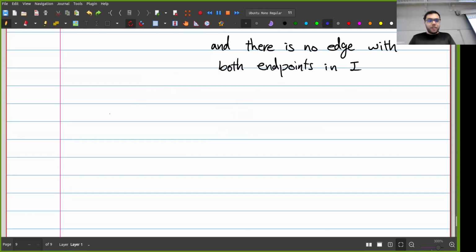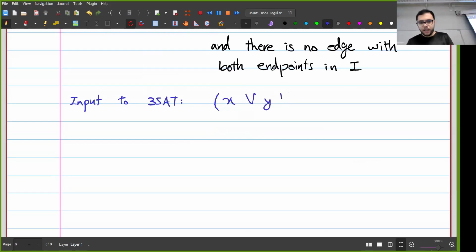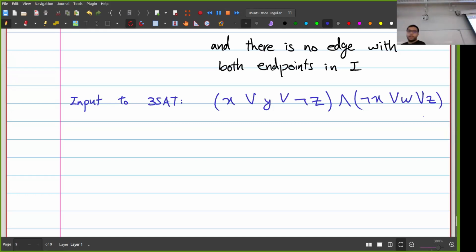Here's the reduction that I want. So my input to the 3 SAT is going to look like this. I'm going to have a bunch of clauses, and let's say I'm just going to do an example here, but generally my clauses are of this form, like X or Y or not Z, and not X or W or Z, let's say, okay? So I have a bunch of clauses, and each clause has exactly 3 literals. And I have ors between literals, I have ands between clauses.